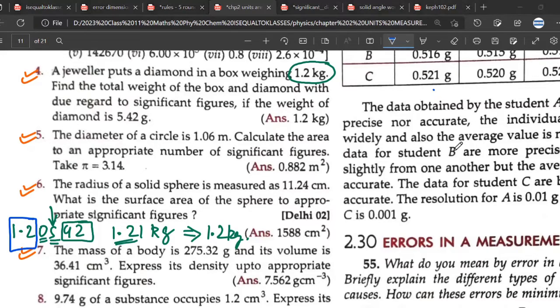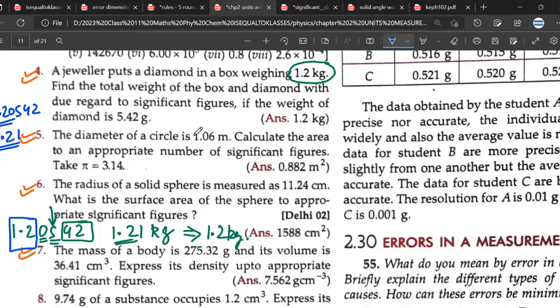Okay. But one thing that we learned was that if I have to round off 1.20542 to three digits, then the answer should be 1.21. Have we understood this or not? Of course, in this question it was not required, so still it's okay.